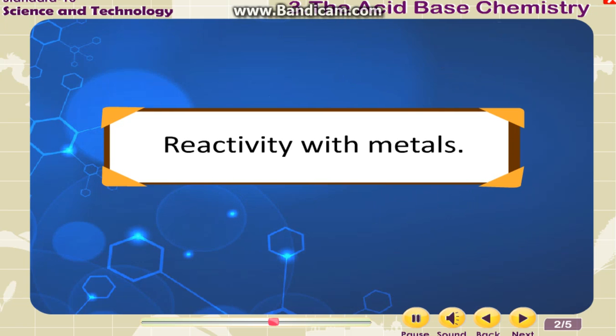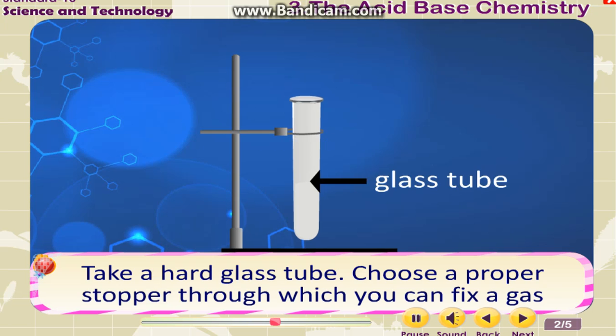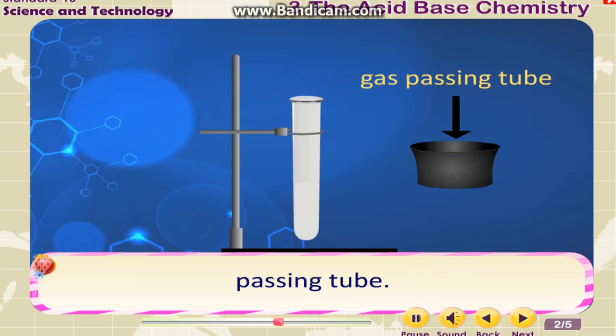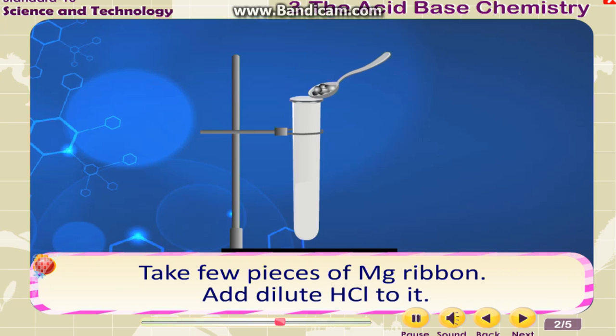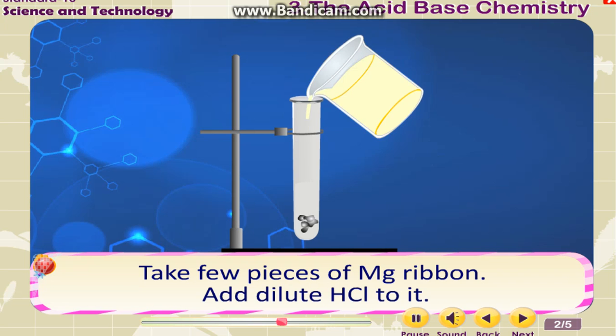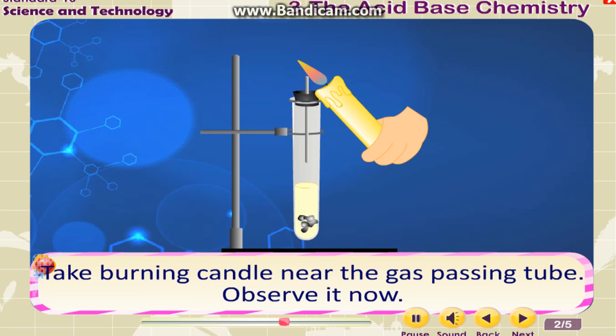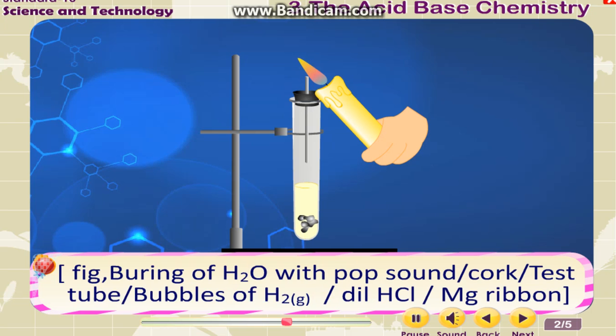Reactivity with metals. Activity: take a hard glass tube. Choose a proper stopper through which you can fix a gas passing tube. Take few pieces of Mg ribbon. Add dilute HCl to it. Take burning candle near the gas passing tube. Observe it now. Figure: burning of H2 with pop sound, cork, test tube, bubbles of H2 gas, dilute HCl, Mg ribbon.